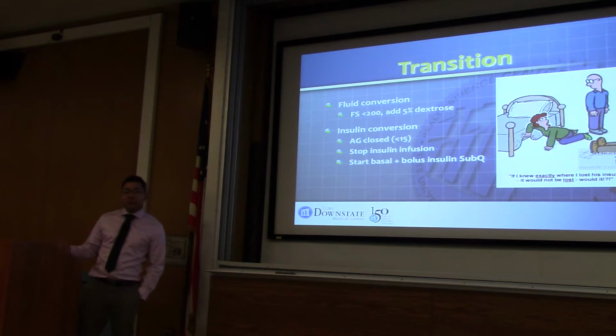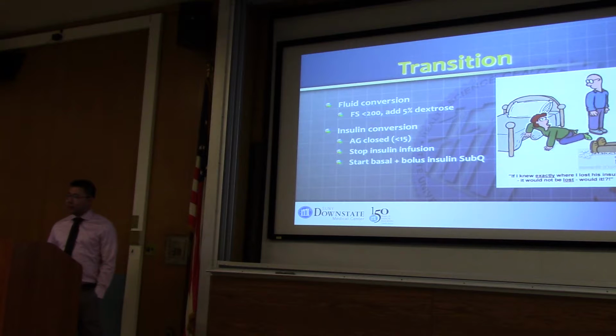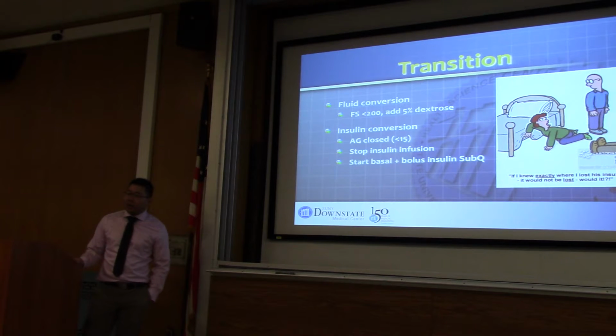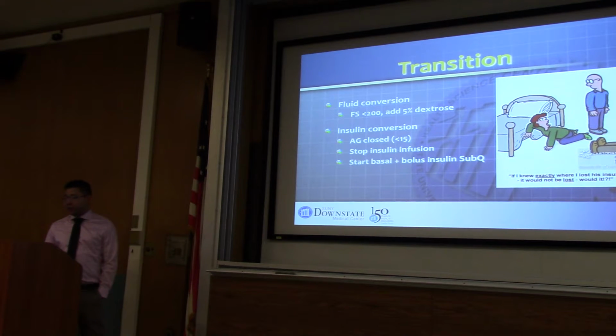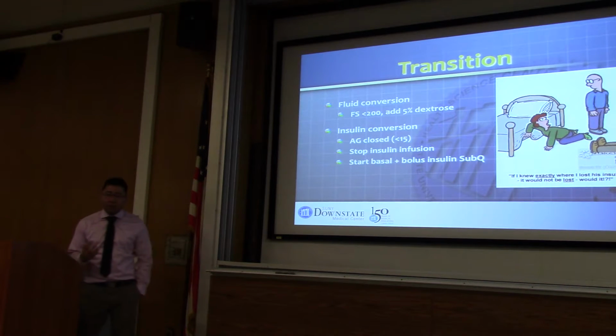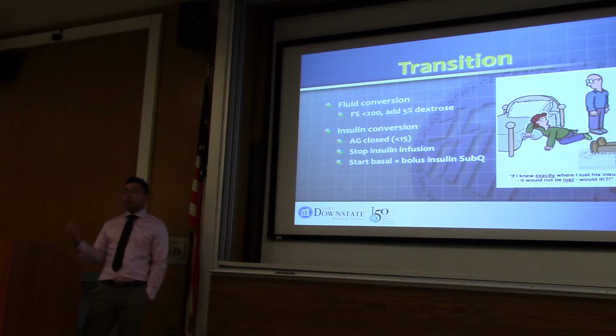Imagine these DKA patients: usually we do Q1 or Q2 finger sticks, usually Q1 in the ICU setting. When the finger sticks drop below 200, you can start adding dextrose to prevent hypoglycemia from the insulin infusion. You don't want to stop the insulin infusion until the gap is closed. You can decrease it, but you don't want to stop the IV insulin infusion.